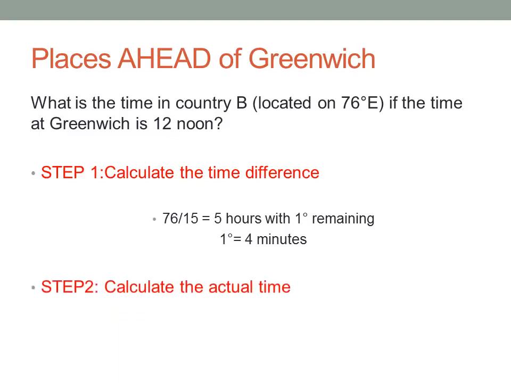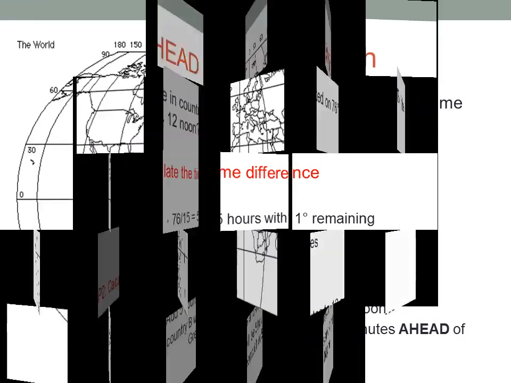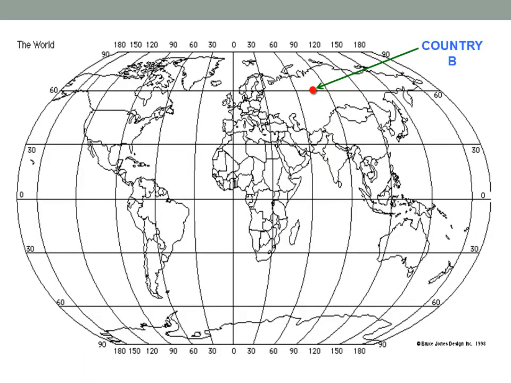Our second step involves calculating the actual time. Considering that country B is east of Greenwich, country B will be farther ahead in time. So we're going to add 5 hours and 4 minutes to 12 noon. The time at country B will be 5 hours and 4 minutes ahead of Greenwich or 5:04 p.m. Country B, located at 76 degrees east of the Greenwich meridian.